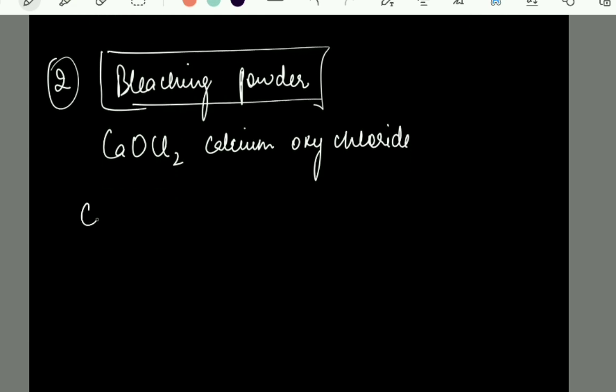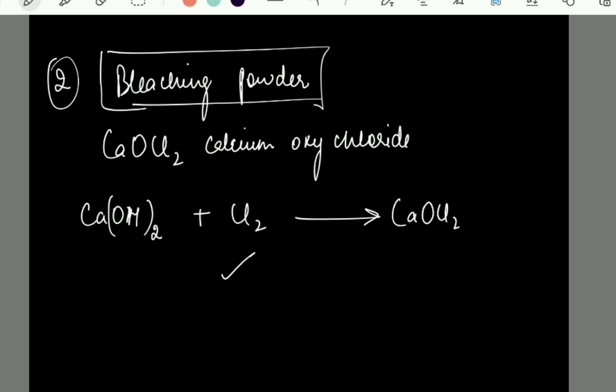So we are going to take the raw material calcium hydroxide and chlorine. See, indirectly why NaCl is important, we'll discuss that part. NaCl is giving us chlorine. Chlorine is used in this reaction to give us bleaching powder, that is calcium oxychloride, and water is formed. Calcium hydroxide is also called slaked lime, and this is our bleaching powder.